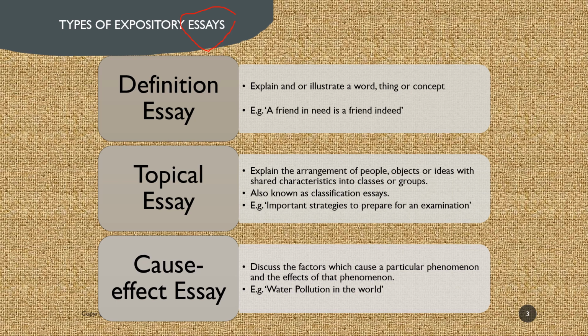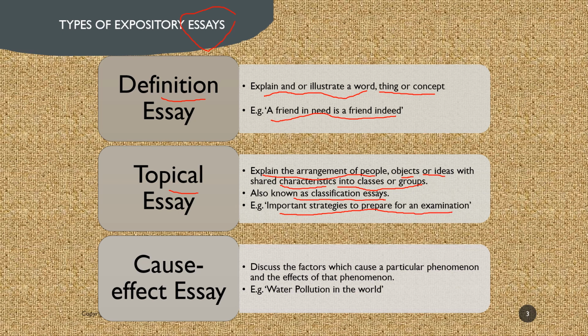All right. The first one is the definition essay. It explains and or illustrates a word, thing, or concept. For example, a friend in need is a friend indeed. Second, the expository essay is a topical essay. It explains the arrangement of people, objects, or ideas with shared characteristics into classes or groups. It is also known as the classification essay. For example, important strategies to prepare for an examination.